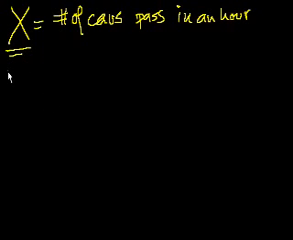And then once you know the probability distribution, then you can figure out, what's the probability that 100 cars pass in an hour, or the probability that no cars pass in an hour, and you'd be unstoppable.